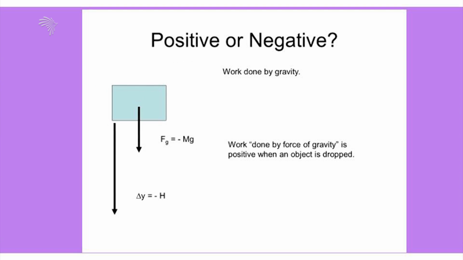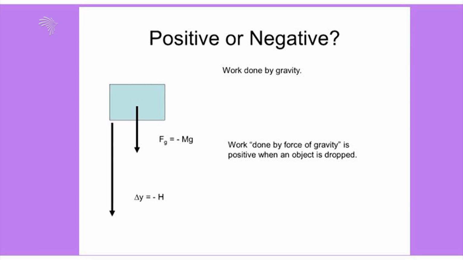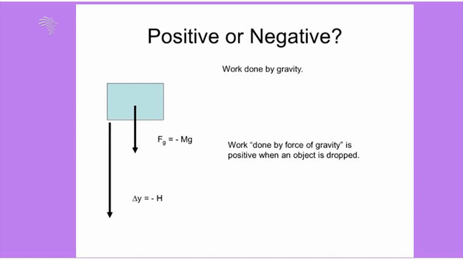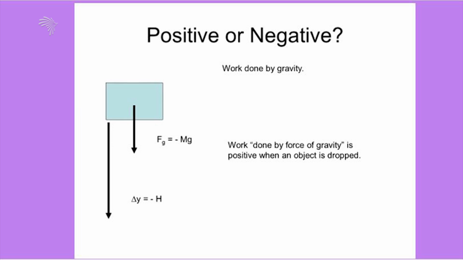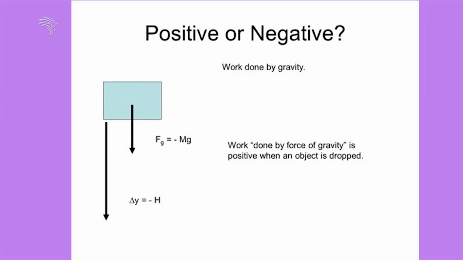Now if we see work done by gravity, the direction of gravitational force is in the downward direction, and if the block is moving again towards the ground, since both force and displacement are in the same direction, then the work done by force of gravity will be positive.